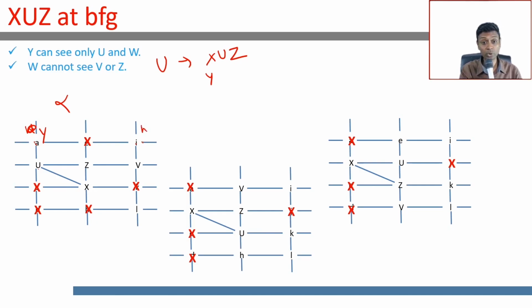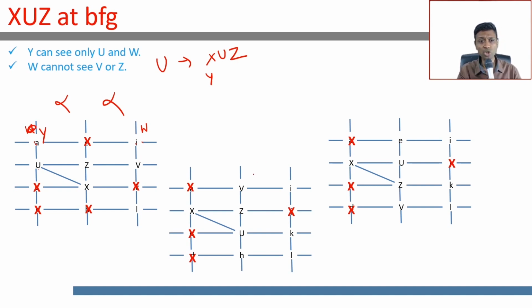But if you put W here, then W can see V. That's not possible. But W should not be able to see V or Z. So if we put Y here, only place for W is here, then W will end up seeing V. That's not possible. Let's go to the next one.